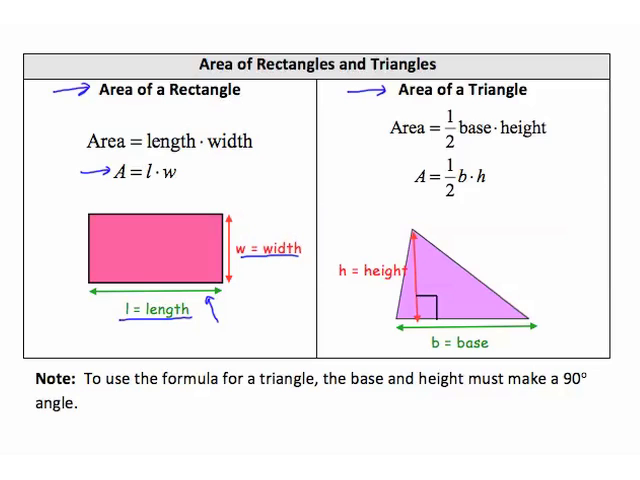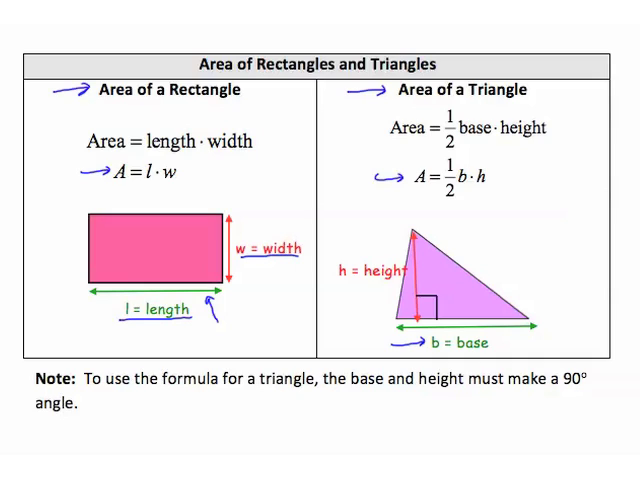To find the area of a triangle, we take 1/2 times the base times the height. And so here's how you normally would see that formula. Capital A for area equals 1/2 of the base times the height. And if we take a look at our picture here, we have the base going across the bottom and the height going up and down.